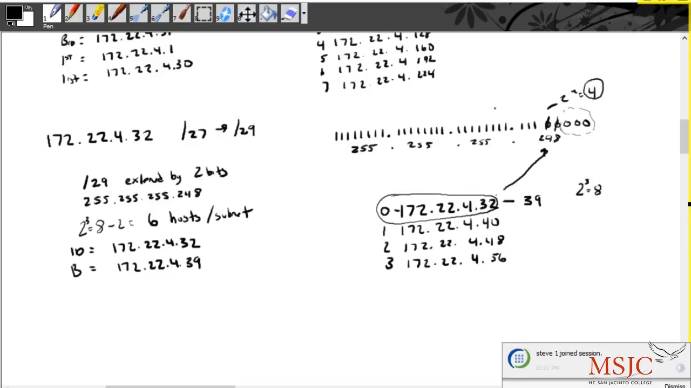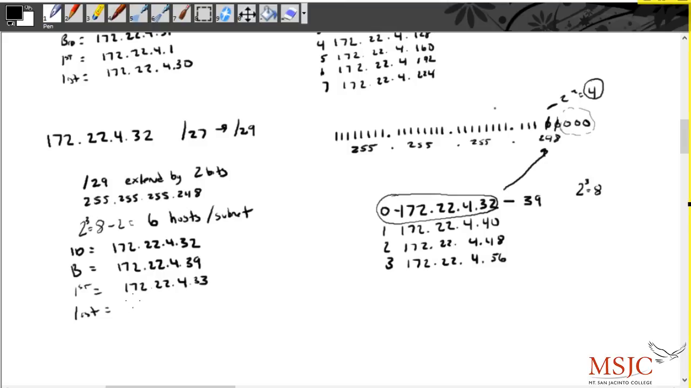The first available host IP address in this case is 172.22.4.33. The last available IP address then would be 172.22.4.38, and not 39 because that's a broadcast ID. So that gives you all the information to fill out the second chart in the instructions on subnet B, or what is called the support subnet.